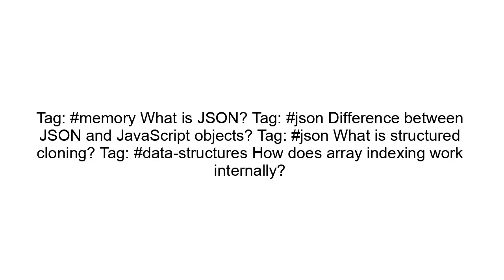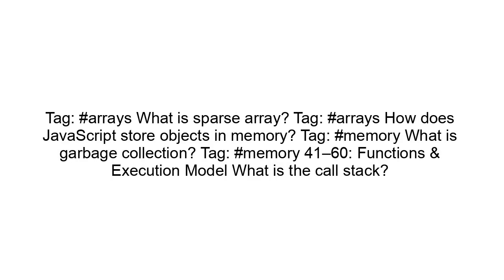What is JSON? Tag: JSON. Difference between JSON and JavaScript objects. Tag: JSON. What is structured cloning? Tag: data structures. How does array indexing work internally? Tag: arrays. What is a sparse array? Tag: arrays. How does JavaScript store objects in memory? Tag: memory. What is garbage collection? Tag: memory.